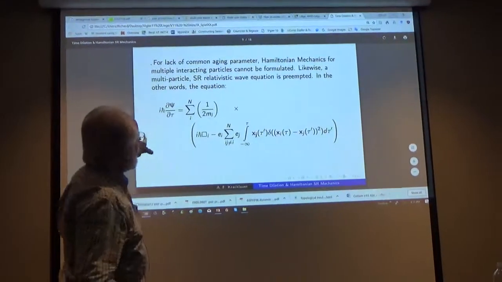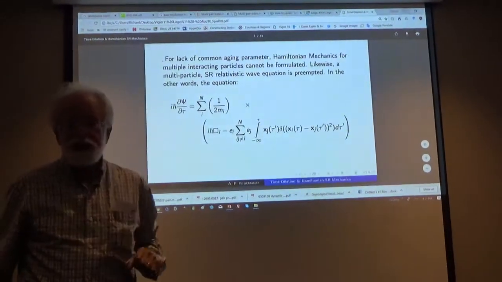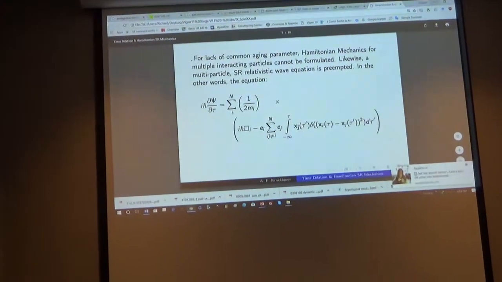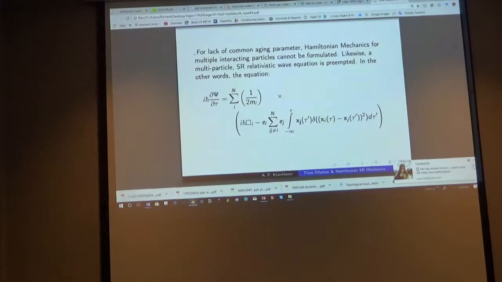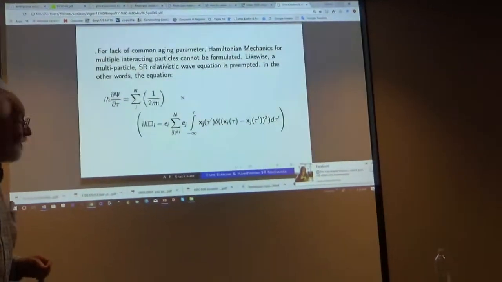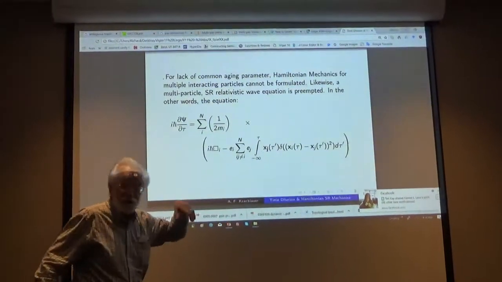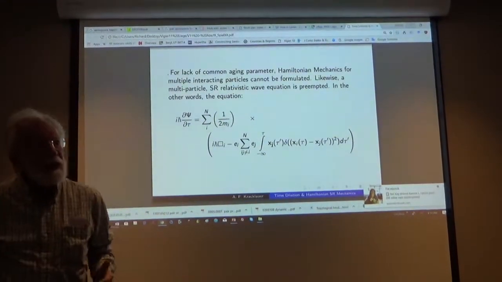So this is a multi-particle system. Nobody else writes this equation that I know of. So psi here is a universal wave function. Psi would then be the wave function for the universe. Yes. And nobody writes that equation.